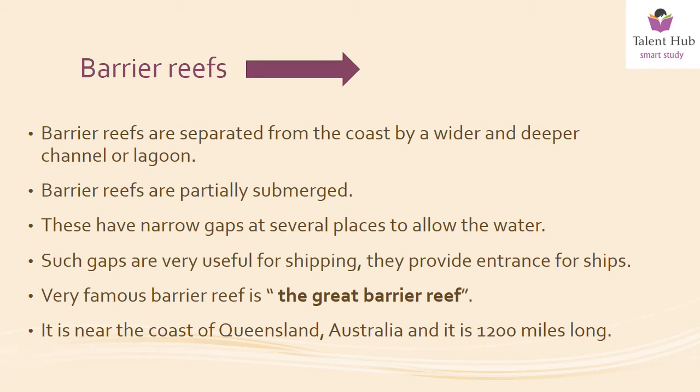Now come to the barrier reefs. Barrier reefs are separated from the coast by a wider and deeper channel or lagoon. They are separated from the coast or seashore by a lagoon. These barrier reefs are partially submerged and they have narrow gaps at several places to allow the water to flow in and out.